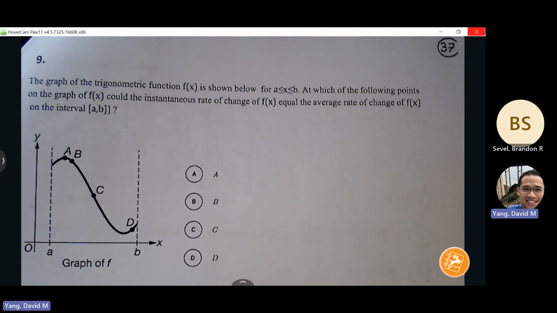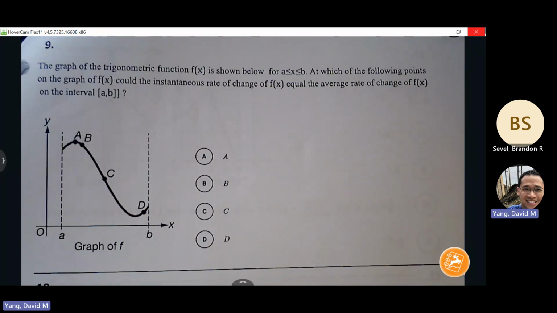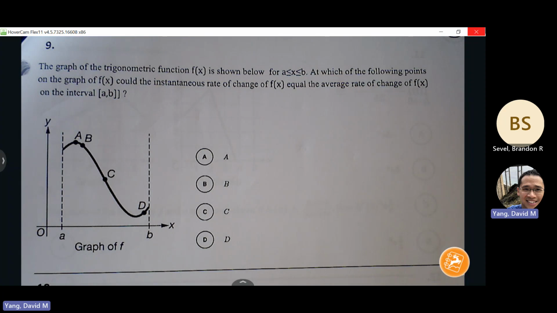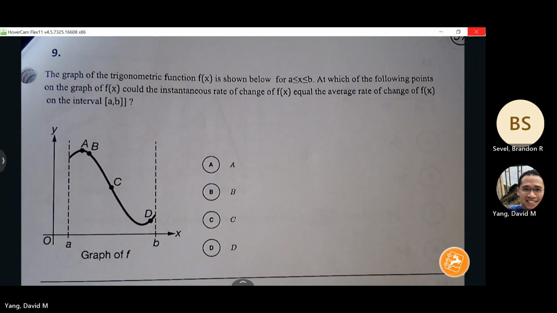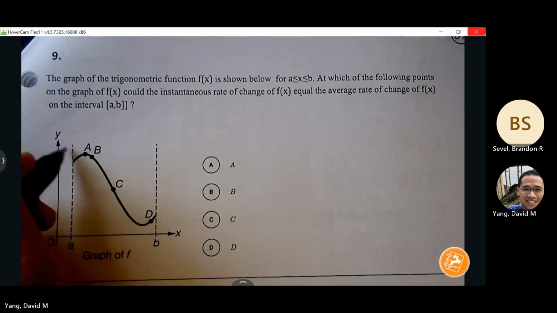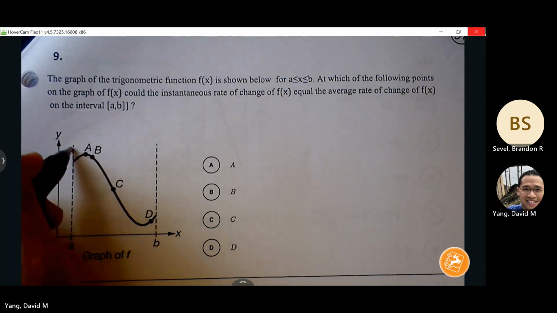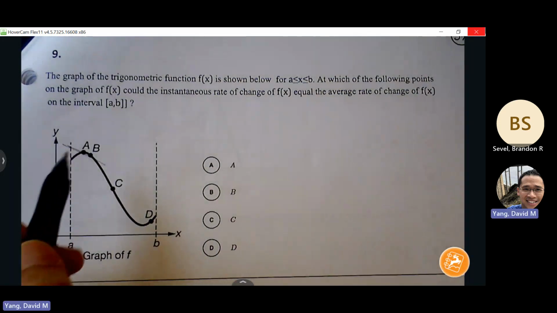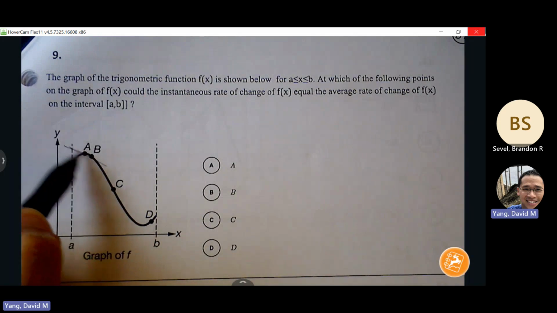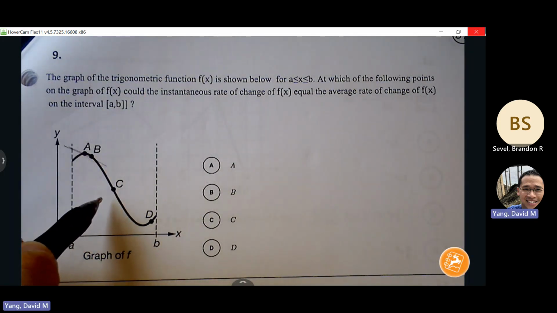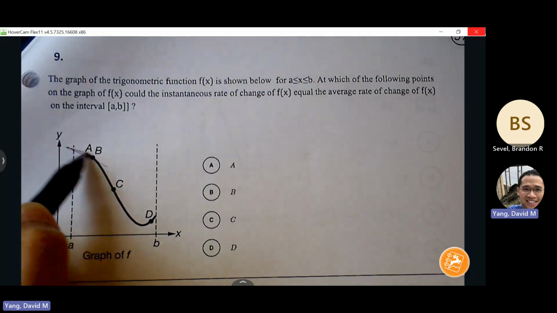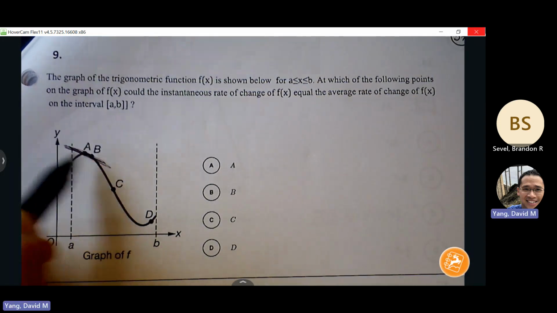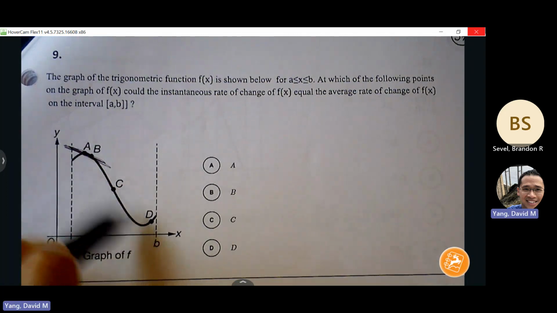Okay, number 9, the graph of a trig function is shown below. At which of the following points could the instantaneous rate of change equal the average rate of change on the interval from A to B? I think the closest is the instantaneous rate of change at B, or the instantaneous slope at B seems to be close to the slope between points A and B. So that's kind of the closest slope that we can find, right? Any other point feels like a different slope.